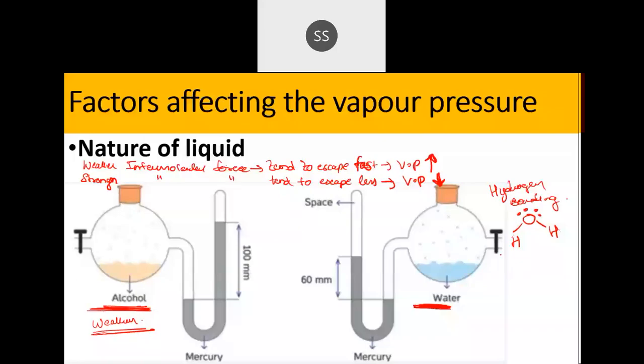Like that, imagine a huge network of bonding will be formed. So that means breaking that will be a little difficult for them before going into the gaseous phase. Compared to this one, alcohol, I'll take ethyl alcohol.